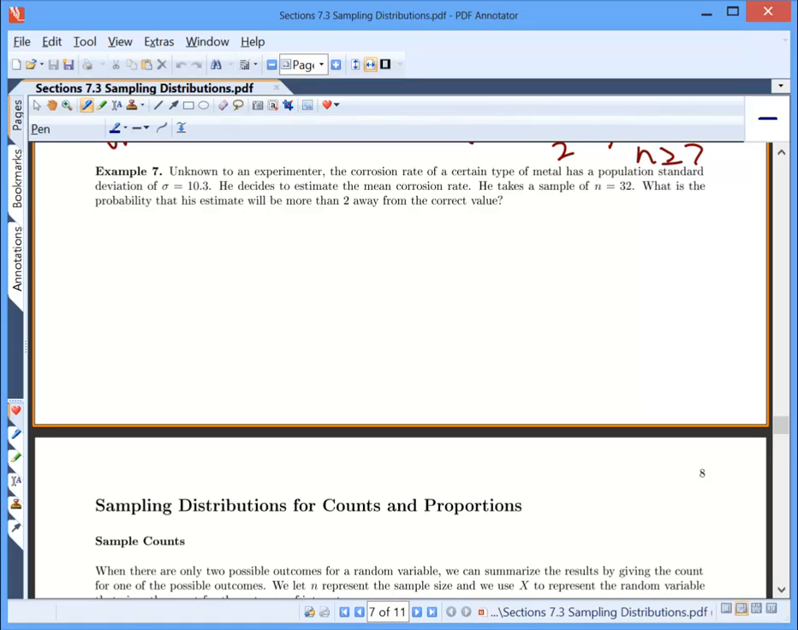a population standard deviation of 10.3. He decides to estimate the mean corrosion rate. He takes a sample of n equals 32. What is the probability that his estimate will be more than 2 away from the correct value? The first thing you need to know is, well, what is your distribution of x bar?